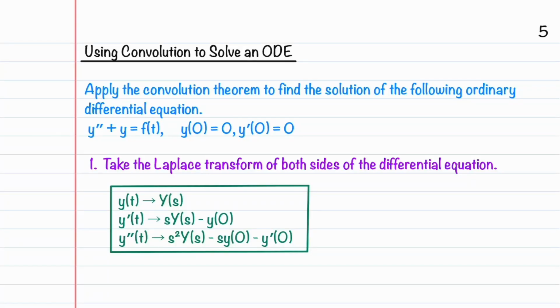In this example, we're going to use convolution to solve an ordinary differential equation with an unknown or general forcing function. That forcing function f of t is what makes this interesting. We're going to start by taking the Laplace transform of both sides of the differential equation. In this green box, I put down the formulas for the Laplace transform of the derivative of a function. We're going to start by using this formula right here.